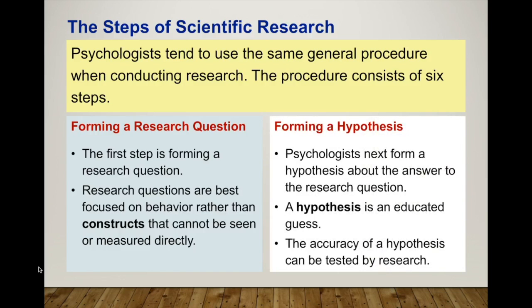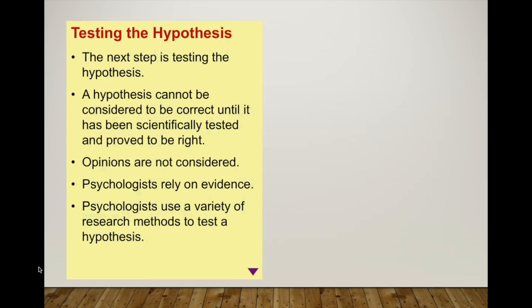Psychologists next form a hypothesis about the answer to the research question. A hypothesis is an educated guess. The accuracy of a hypothesis can be tested by research. The next step is testing the hypothesis. The hypothesis cannot be considered to be correct until it has been scientifically tested and proven to be right. Opinions are not considered. Psychologists rely on evidence and use a variety of research methods to test a hypothesis.